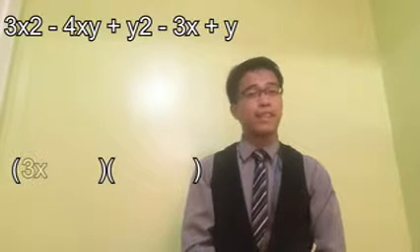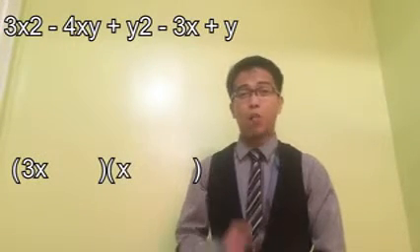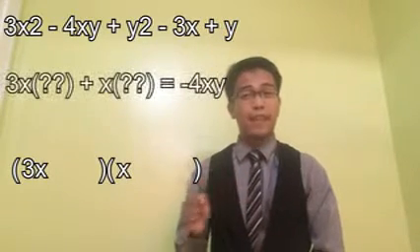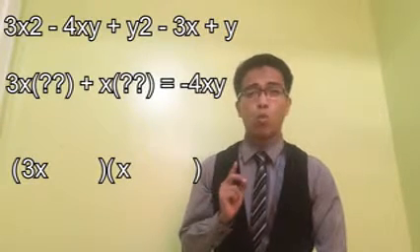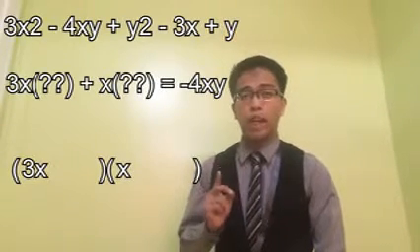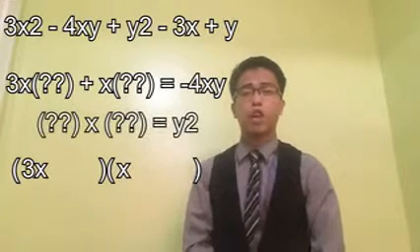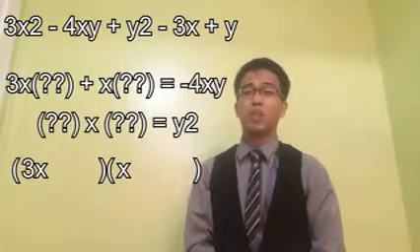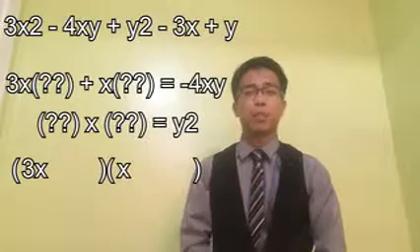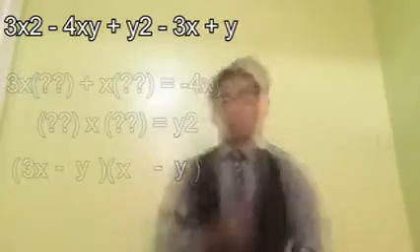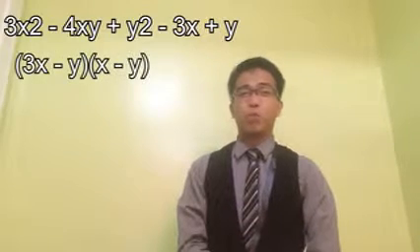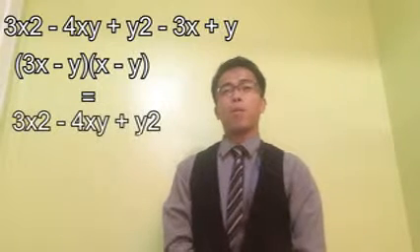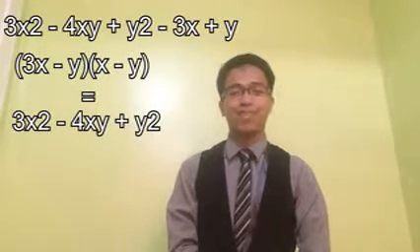That would be 3x times x. Now, let's proceed. Think what we need to multiply to 3x and x that, if added, will get negative 4xy and also have a product of y squared. If you have a proficient knowledge in algebra, you can easily answer it with negative y. Because 3x minus y times x minus y is equal to 3x squared minus 4xy plus y squared.